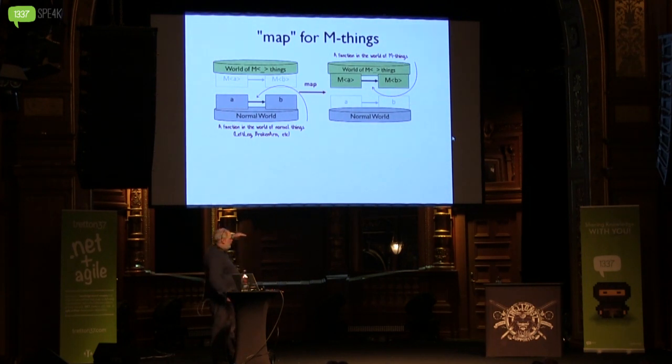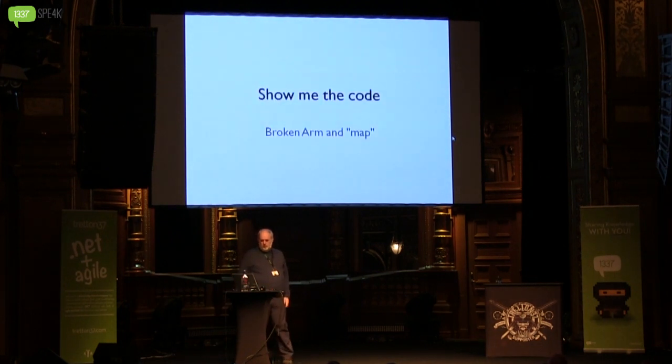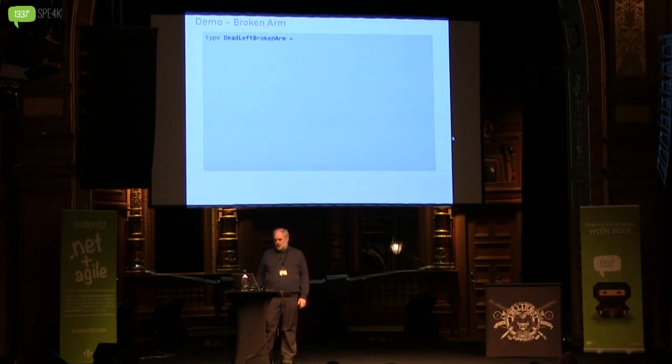And what we're doing is we start off with a function in the normal world of normal things, and after we've done map, we have a function in the world of M things. So it's the same function, but it's been lifted. We use the word lifted to move it into this world of M things. So map's a very important function. And I'll just show you the code quickly.